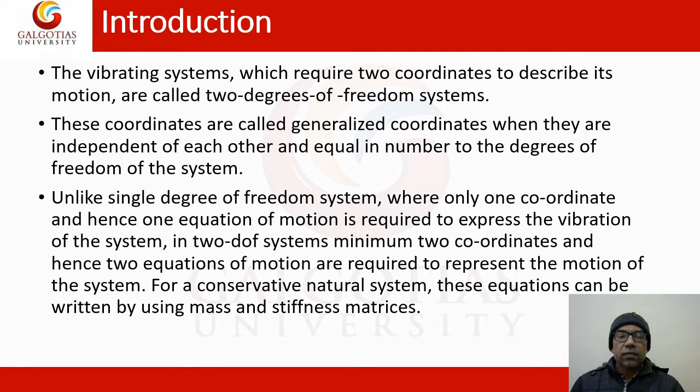Unlike a single degree of freedom system where only one coordinate is needed, and hence one equation of motion is required to express the vibration of the system, the 2-degree of freedom system needs minimum two coordinates and hence two equations of motion are required to represent the motion of the system. For a conservative natural system, these equations can be written using mass and stiffness matrices.